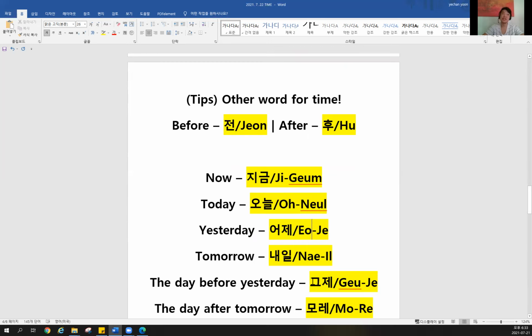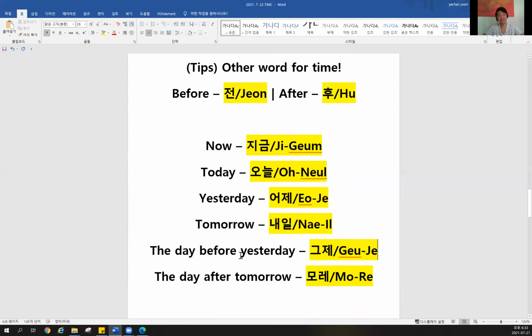You can say 그제, or 그저께. But we can just use 그제. Okay? How about the day after tomorrow? You can say 모레. 모레. Okay? It's not that difficult. I'm going to give you some time to write this down.